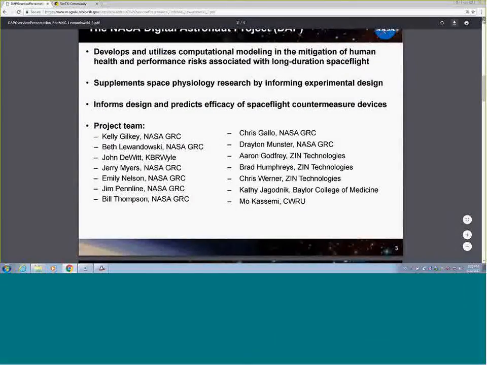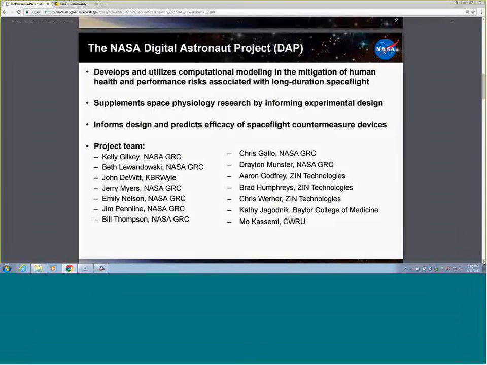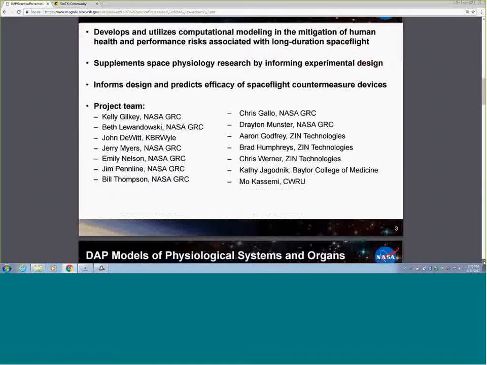So the Digital Astronaut Project provides computational modeling support to the Human Research Program. And we have a project team that's made up of civil servants, support service contractors, and academic collaborators.